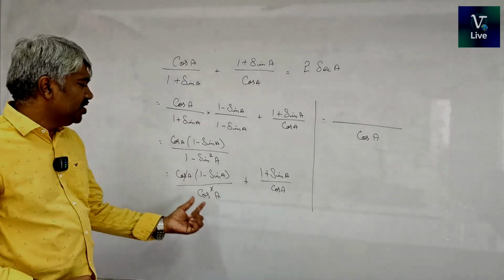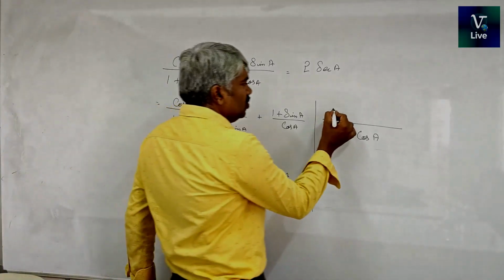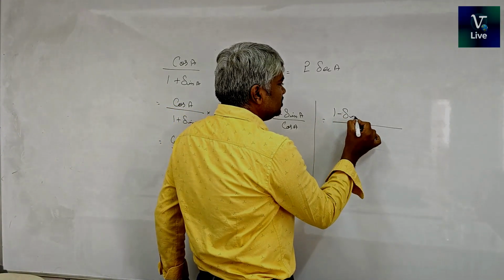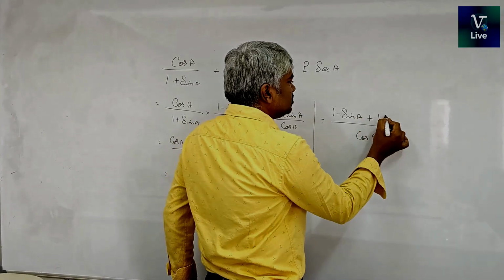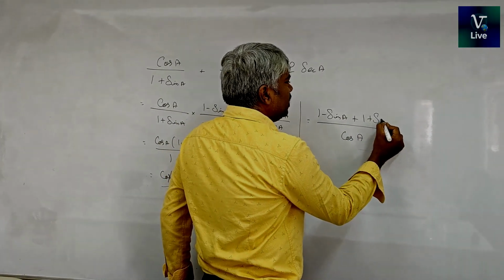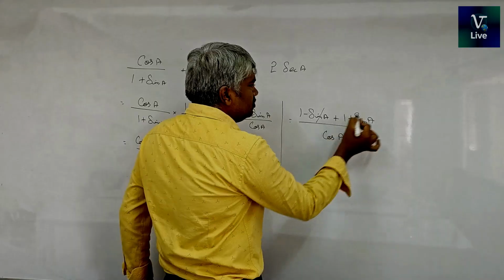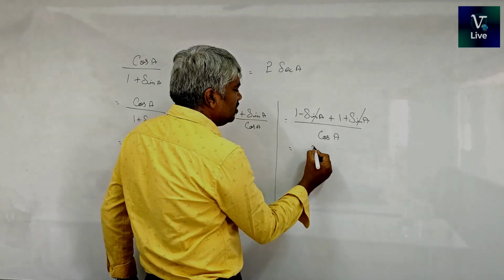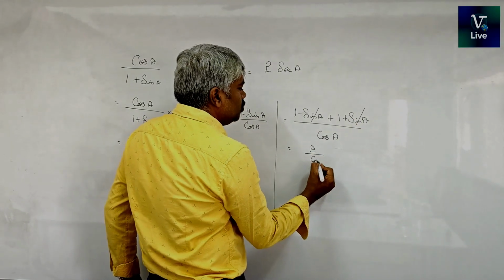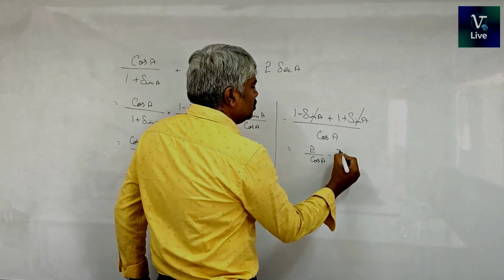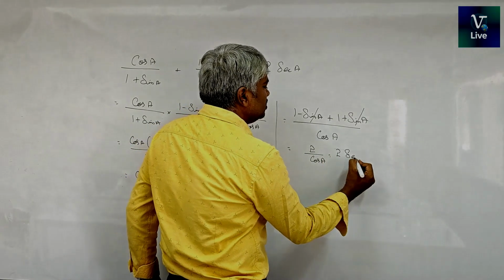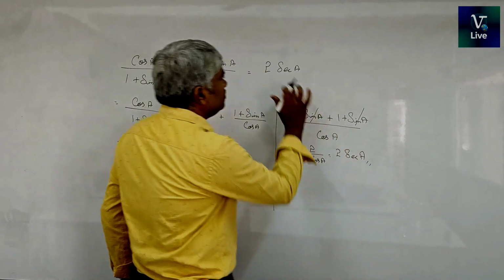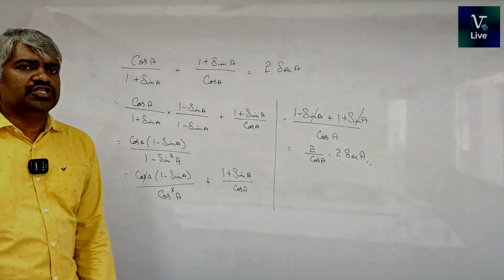When it is cos A over here, the numerator is 1 minus sin A plus 1 plus sin A. So negative and positive terms will get cancelled. 1 plus 1 is 2 by cos A. So reciprocal of cos A is secant A. So hence we have proved this solution.